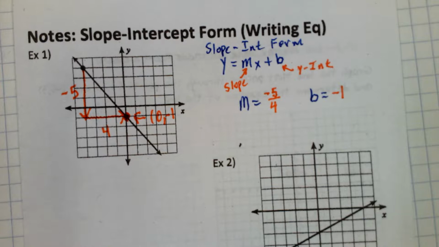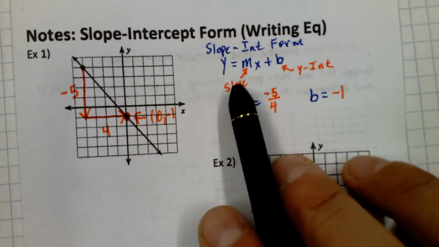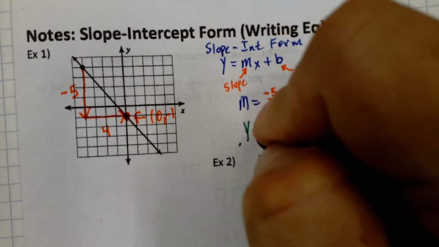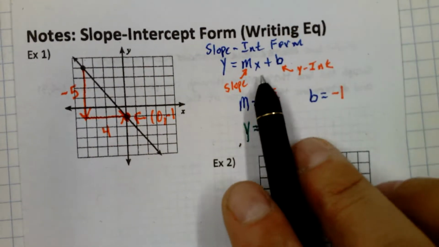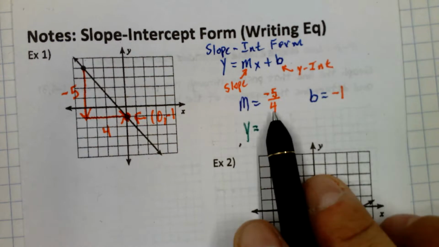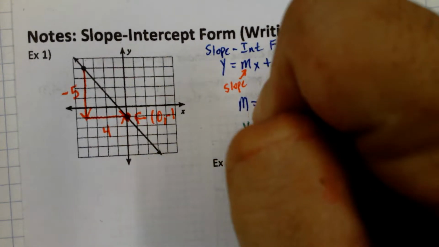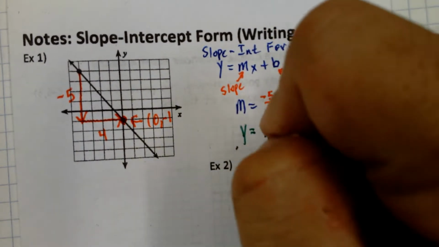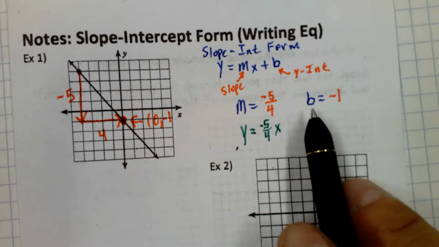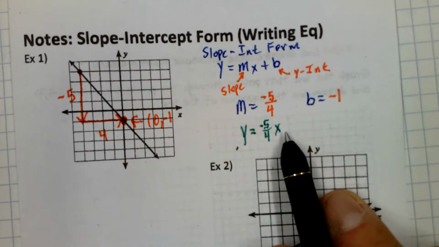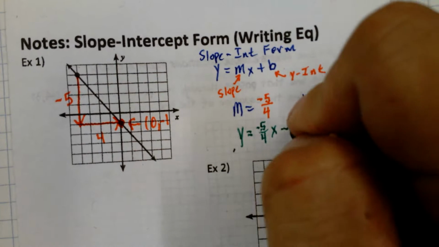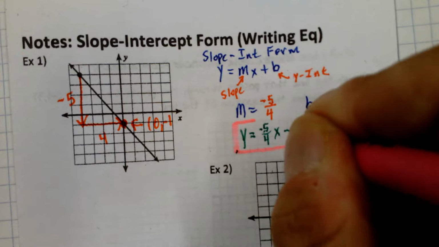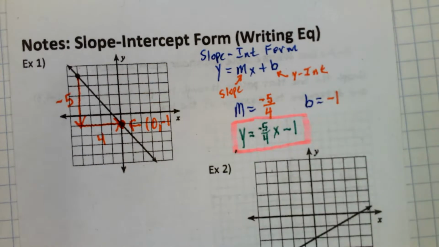So now I can write the equation. Okay? So the equation is going to be y stays the same. Y equals, instead of m, we have the number -5/4. X stays the same. That's part of your equation. And since the line crossed at -1, this is going to be -1. And that's the equation that makes that line. Okay? All right.